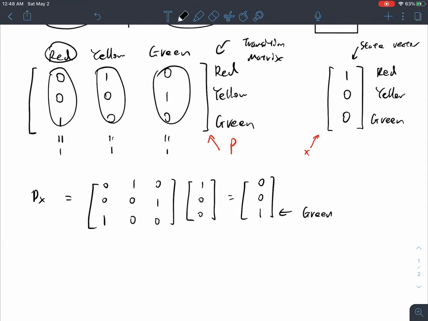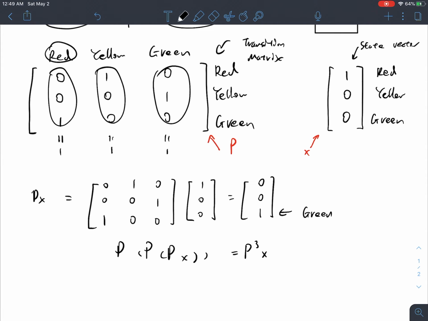What if we want to know the state of the system after 3 runs? We multiply X by P to get the state next round, and then we multiply the result, PX, by P again on the left to get the result after 2 runs, and then we multiply again by P on the left to get the result of the system after 3 runs. So we'll simplify it, we get P cubed times X. That will give us the expected state of the system after 3 runs.